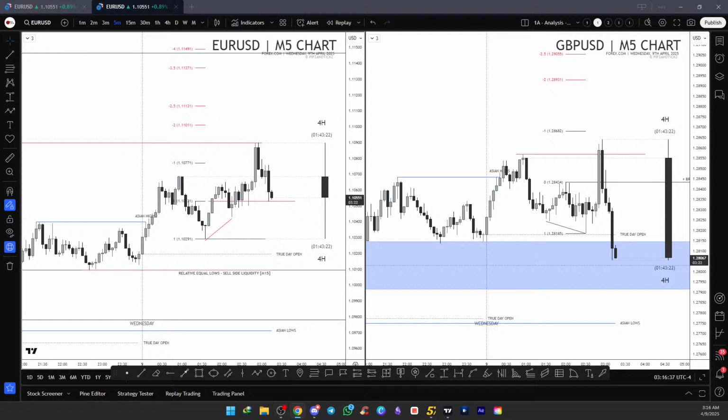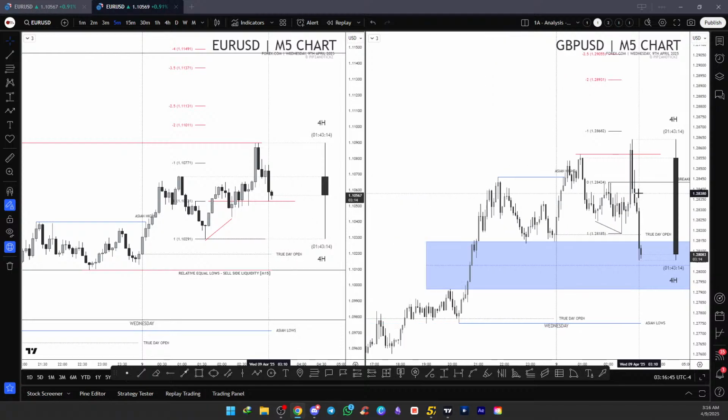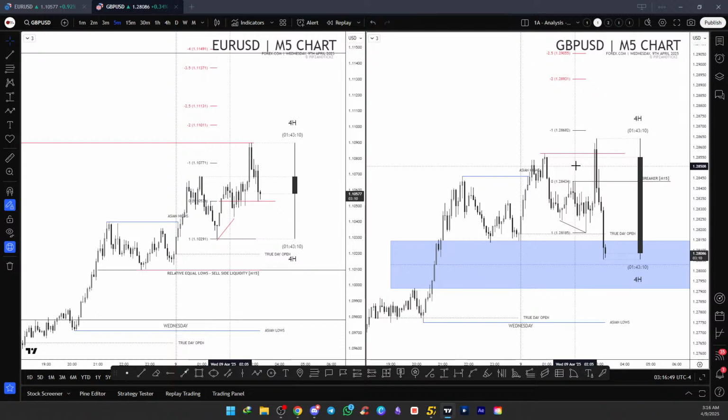Good morning, Dolfo. So a trader has asked that in GU, if it gives a close below the true day open, can we look for shorts? Do we have a manipulation above the high, bro? That's what we have to check.